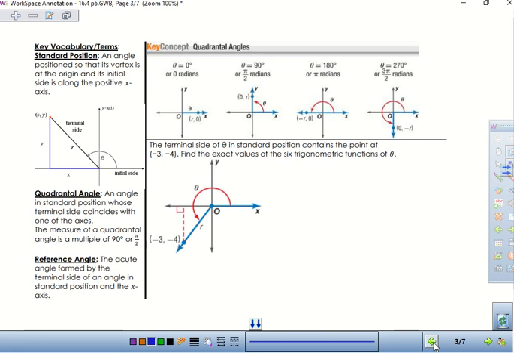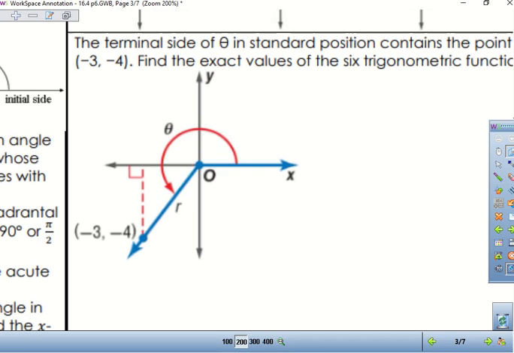There's the one that falls at 0 degrees, meaning you basically didn't move at all from the initial side. 90 degrees, which falls right on the positive y-axis. 180 falls on the negative x-axis, and 270 falls on the negative y-axis. Now, you're going to see problems where they ask you to find all 6 trigonometric values given this information. So I'll talk you through how we would deal with one of these problems.